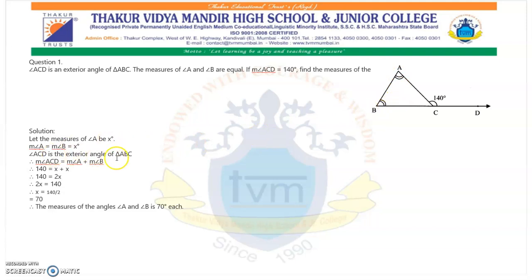Angle ACD is the exterior angle of triangle ABC. Measure of ACD is equal to measure of angle A plus measure of angle B. ACD is given as 140 degrees, equal to x plus x, as we have assumed that angles A and B are x. Therefore 140 equals 2x, 2x equals 140, x equals 140 divided by 2 equals 70 degrees. Therefore the measures of angle A and B are what? 70 degrees.